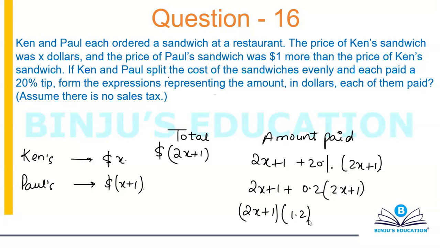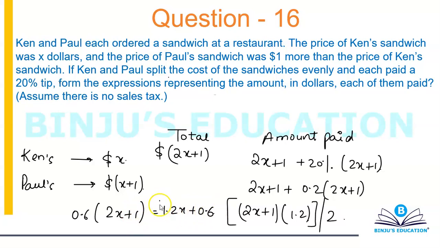The question is, find the amount that is paid by each of them. So what you have to do is divide this expression by 2. This will lead you to 0.6 into 2X plus 1. So that is 1.2X plus 0.6, and that is your final answer.